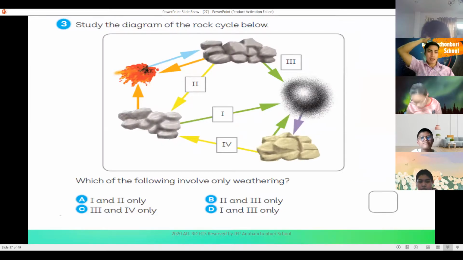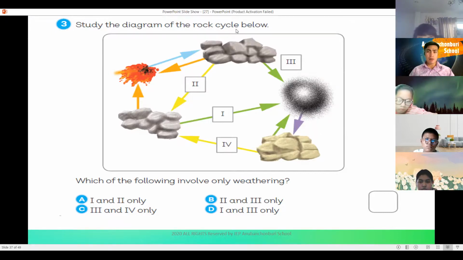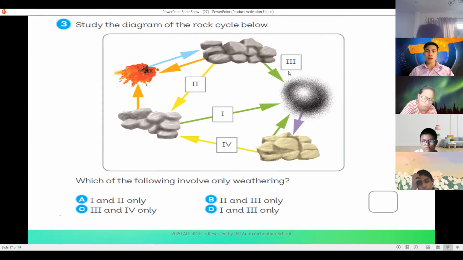What about this one? I think I included this in the Google form. Study the diagram of the rock cycle below. Which of the following involves only weathering? Letter A, 1 and 2. Letter B, 2 and 3. Letter C, 3 and 4. Or letter D, 1 and 3? What's your answer? Come on. Weathering. 1 and 3. Okay, 1 and 3. Okay, letter D.